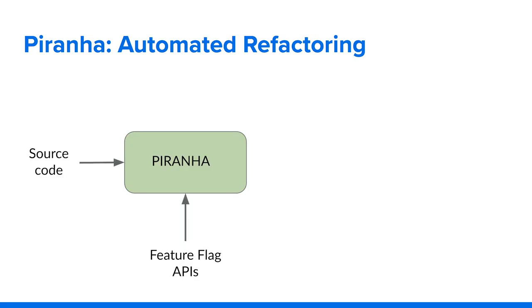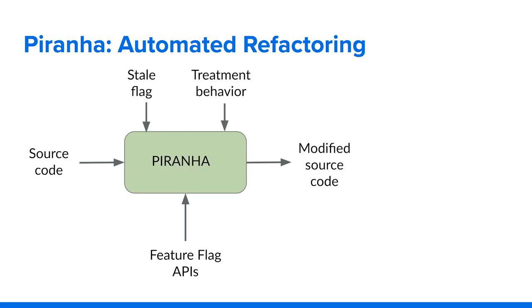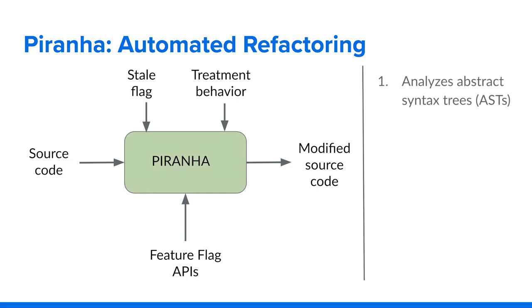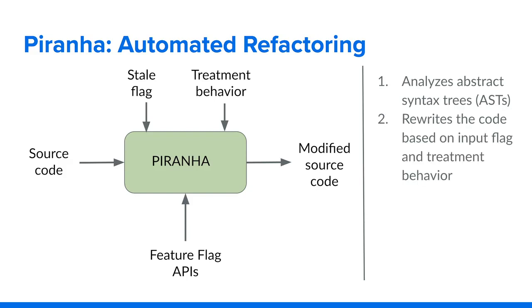It takes as input the source, the stale flag info, for example the flag name and the treatment behavior, and analyzes the code using this information to generate a modified source. Under the hood, Piranha analyzes abstract syntax trees and rewrites the code based on the input. Further, it attempts to delete other unreachable code due to this deletion.